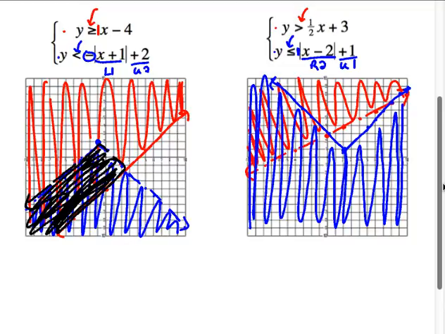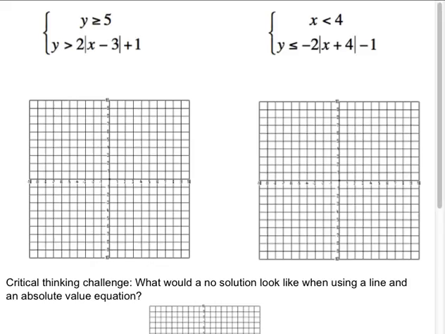And this time, my double shaded region is over here. So I'm just going to darken this in just to make sure you understand where that double shaded region is. All right, so let the fun continue.